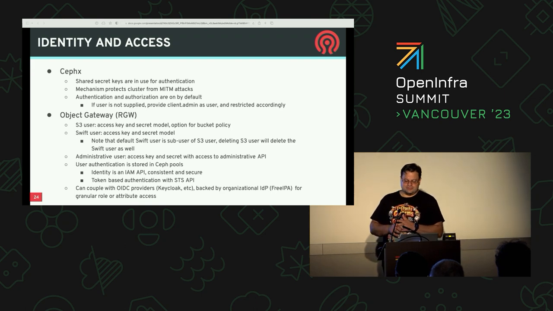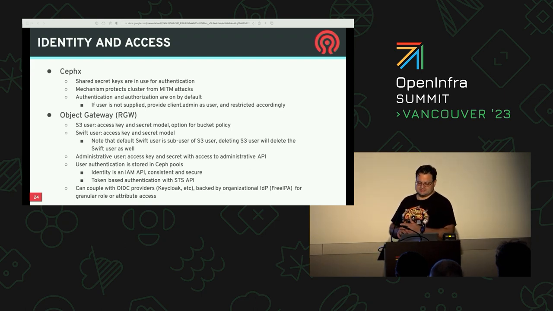Use full root privilege keys, or administrative keys, if you want to call them that way, sparingly to reduce risk profile. RGW's user data is stored in Ceph pools. So that should be discussed, secured as we discussed previously with data at rest. And you have to consider this user data, so you should be aware of it.